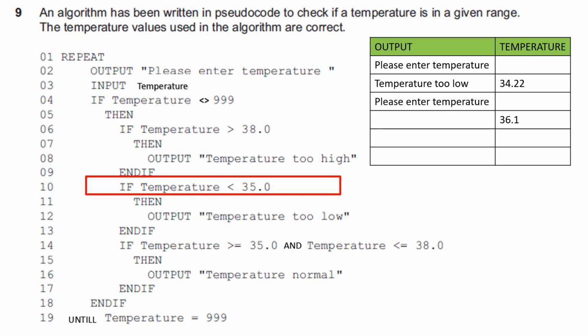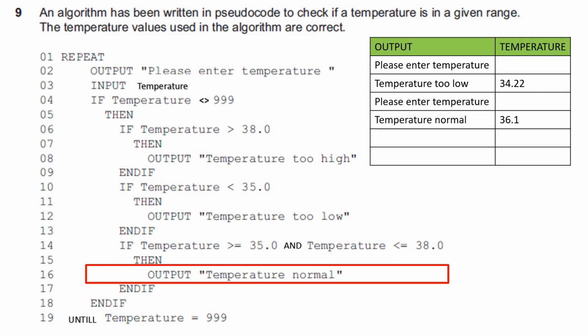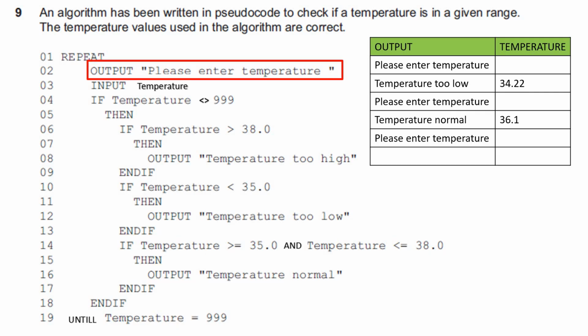Then, is 36.1 less than 35? No. Then it will move to the next condition: 36.1 greater than or equal to 35, yes, and 36.1 is also less than 38. This condition is true. In case of true, it will display "temperature normal".